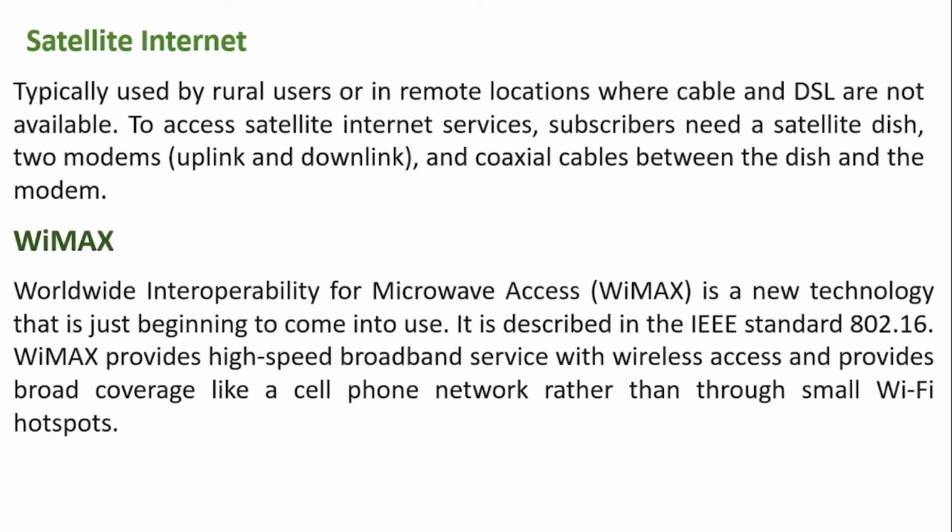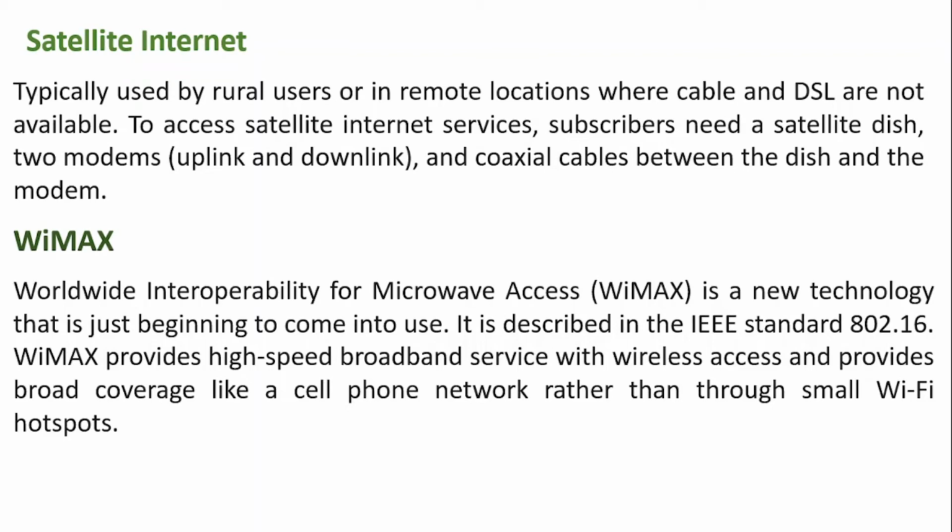Another one is the satellite internet, typically used by rural users or in remote locations where cable and DSL are not available. To access satellite internet services, subscribers need a satellite dish, two modems, uplink and downlink, and coaxial cables between the dish and the modem. Specifically, a router connects to a satellite dish which is pointed to a service provider satellite. This satellite is in a geosynchronous orbit in space.